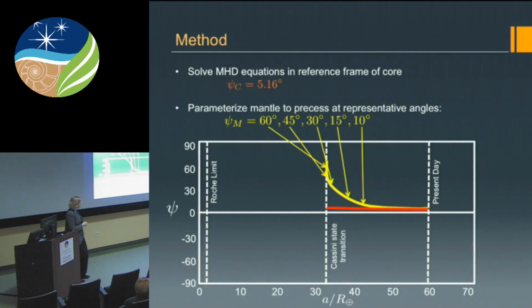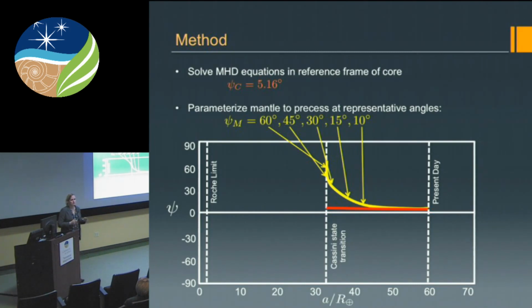That's what I'm saying there. So what we did was we ran a bunch of numerical dynamo simulations. But we can't run a dynamo simulation over all this time. In order to work at reasonable parameters for the system, you can't run for very long time periods. So instead, we took a characteristic angle, say, the obliquity of the mantle. Initially this was about 60 degrees.